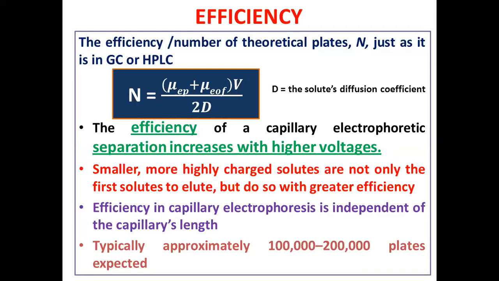And similarly, if you apply the greater voltage, the efficiency of the separation will also become more. And even the solutes which are having lesser diffusion coefficient will be traveling at a greater velocity. Therefore, they are also eluted with greater efficiency. And approximately 100,000 to 200,000 theoretical plates can be expected. 1 lakh to 2 lakh plates can be expected in capillary electrophoresis.